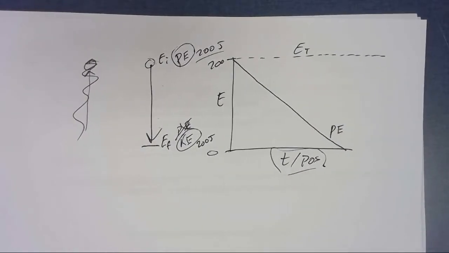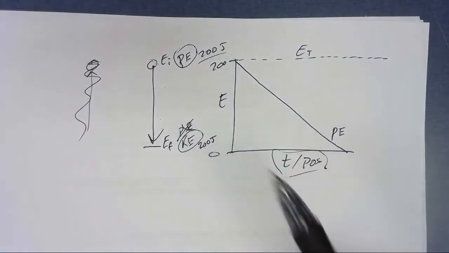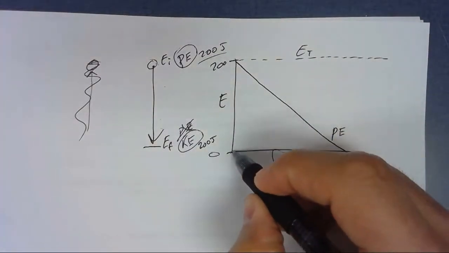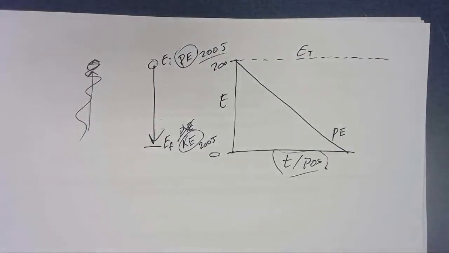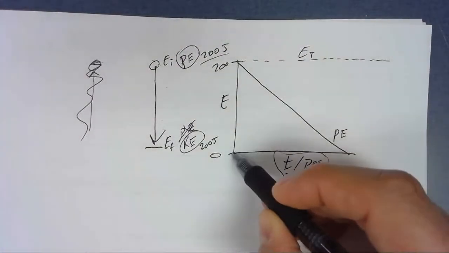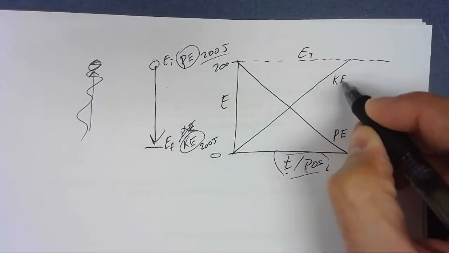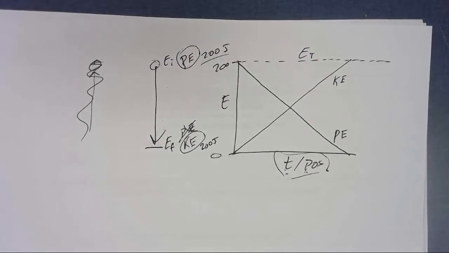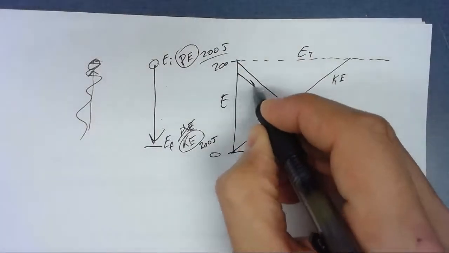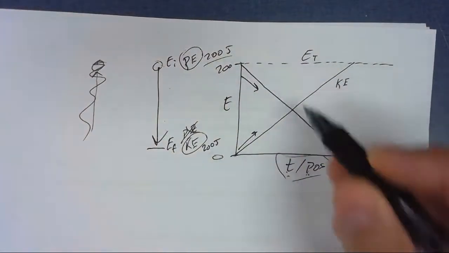Kinetic energy. What happens to kinetic energy as the ball falls? The ball's getting faster and faster, so kinetic energy must increase. Realistically, this line would be curved depending on which of these you use, but we're just going to go straight for right now for something that's rising and falling. Kinetic energy would increase, and I want you to notice what happens. As the potential energy drops, the kinetic energy rises. As kinetic rises, potential energy drops.